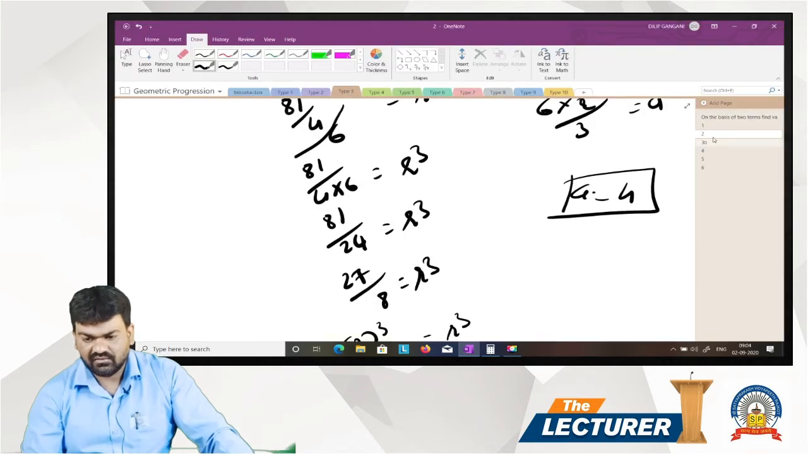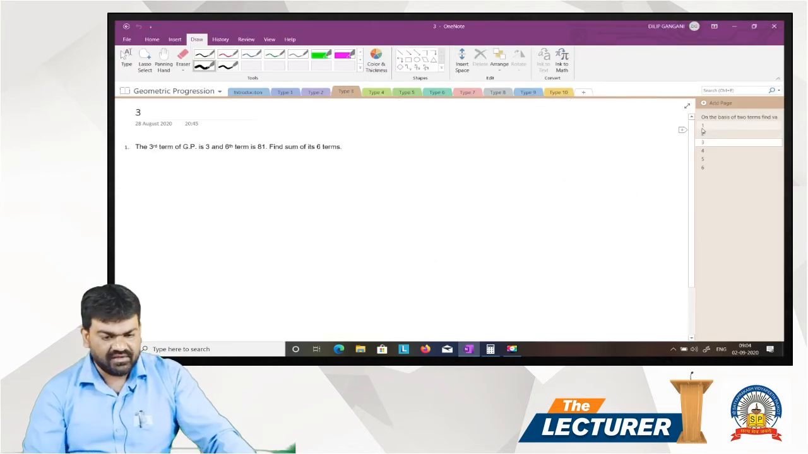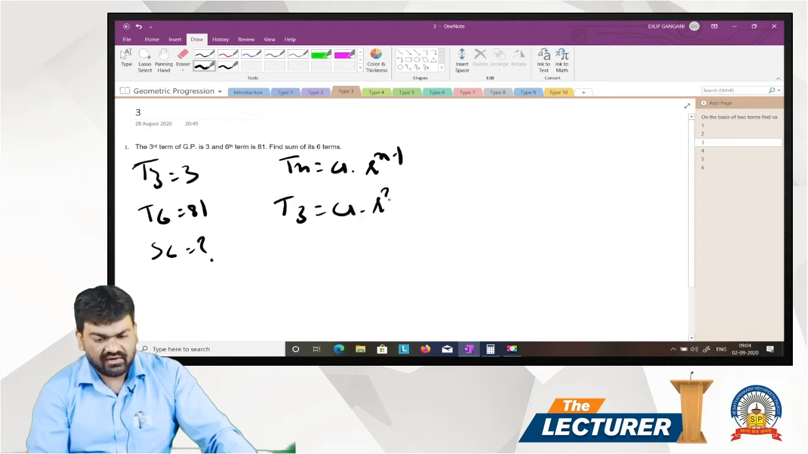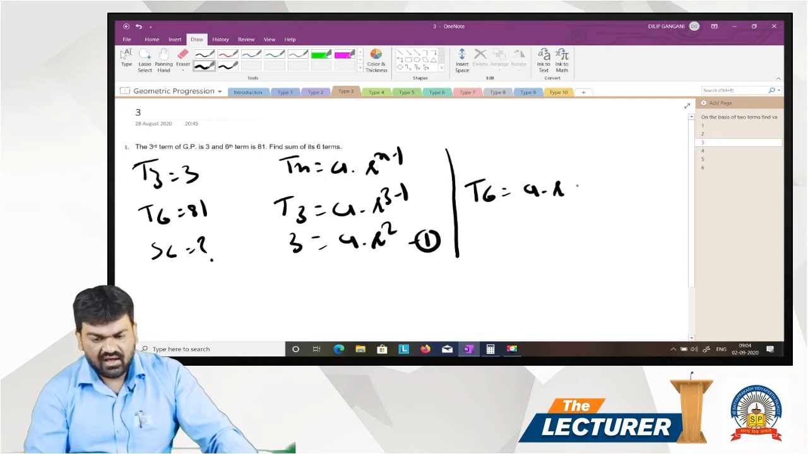Next, example number 3. The third term of GP is 3 and sixth term is 81. T3 is equal to 3 and T6 is equal to 81. Find the sum of its first six terms. S6 we have to find. Tn is equal to a r raised to n minus 1. T3 is equal to a r raised to 3 minus 1. 3 is equal to a r squared. Equation number 1. T6 is a r raised to 6 minus 1. 81 is equal to a r raised to 5. This is equation number 2.